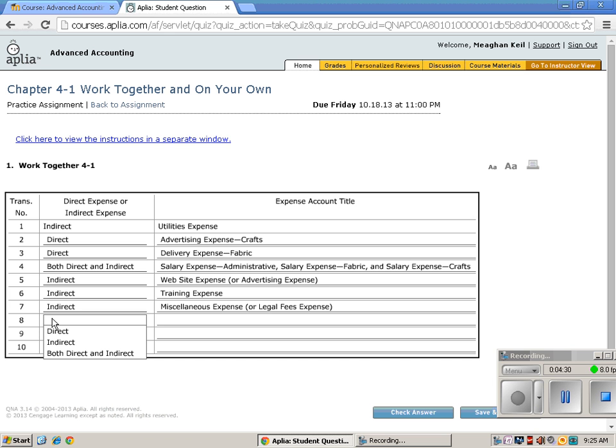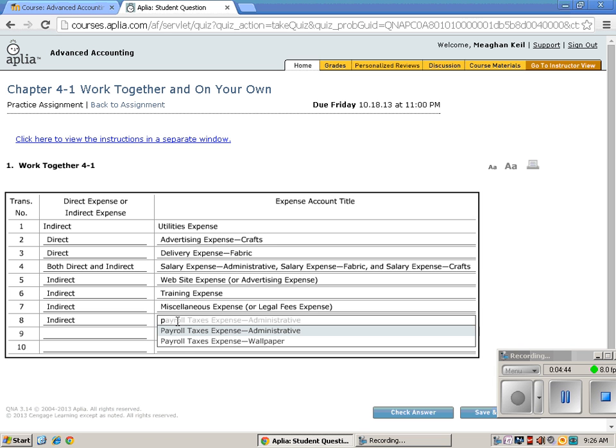Paid cash for monthly payroll taxes. Consider the taxes on the accounting employees only. So the accountants work with both the craft and the fabric. So it's going to be an indirect expense, and we're going to call it a payroll tax expense, administrative.